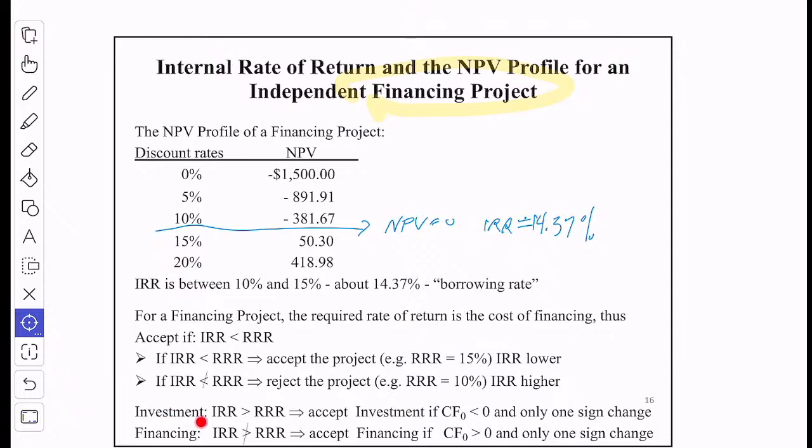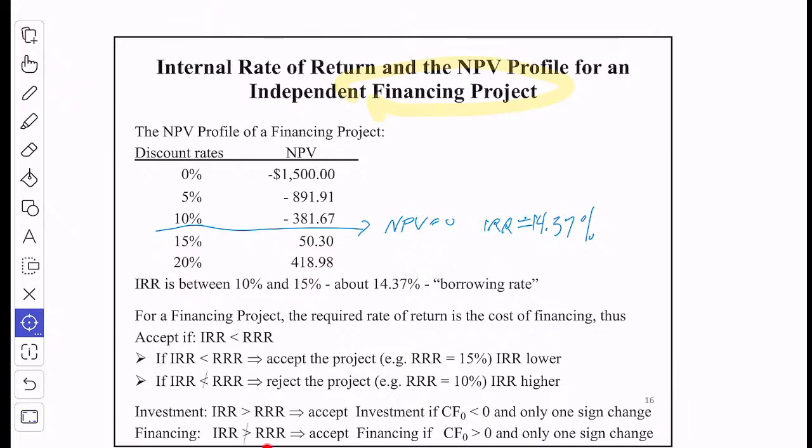for investment projects, you make sure that you accept the project as long as your rate of return on the investment, internal rate of return in other words, is greater than your required rate. What's an investment project? The first cash flow is negative and the rest are positive. There's only one sign change. A finance project is the reverse.